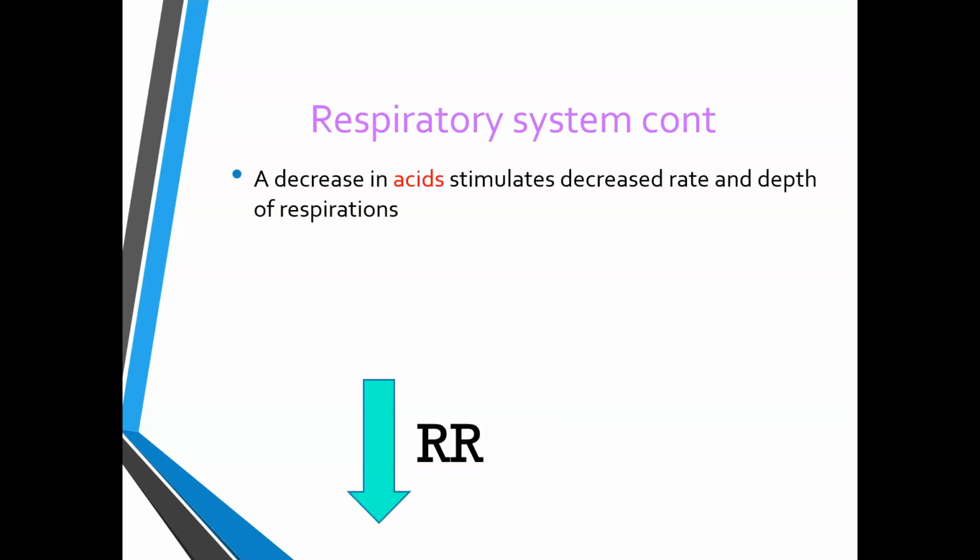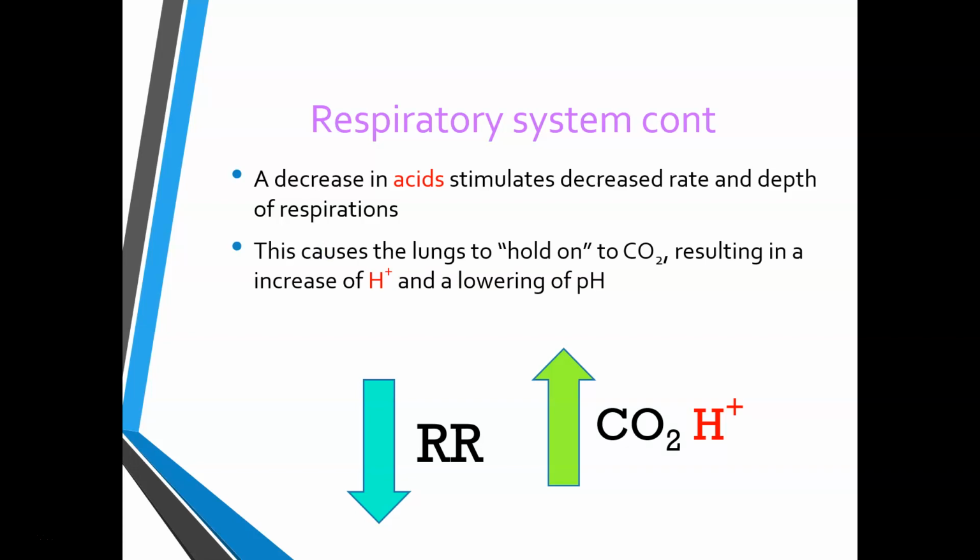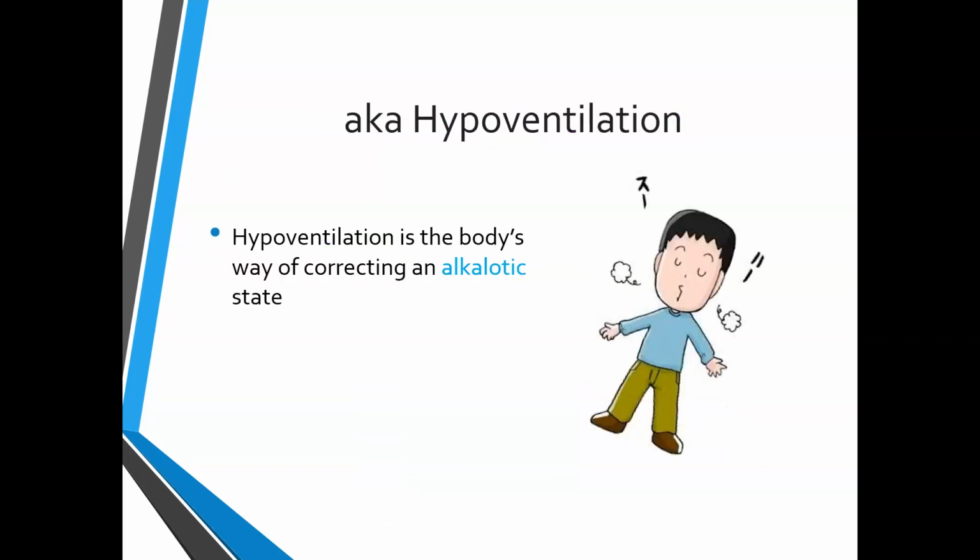So in this way, we're going to talk about how the respiratory system acts as a buffer. When there's a decrease in acids, it will stimulate a decreased rate and depth of respirations. This will actually cause the lungs to hold on to CO2, resulting in an increase of hydrogen ions and a lowering of the pH. This action is known as hypoventilation. Again, it's the body's way of correcting an alkalotic state.